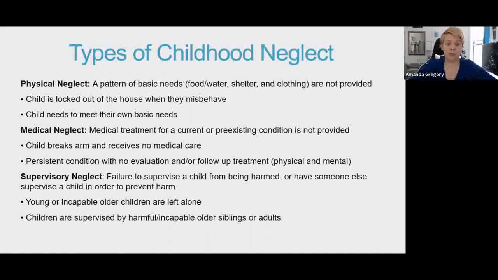So here are some types of childhood neglect. Physical neglect tends to be the one we hear about most often. This is when a pattern of basic needs, food, water, shelter, clothing, are not provided. This can be very obvious, but sometimes it's not. A child who is locked out of the house when they misbehave, that's child neglect. Sometimes it may not appear that way, but it is. The child is being denied a basic need of shelter. Also, when a child needs to meet their own basic needs, that's also neglect.